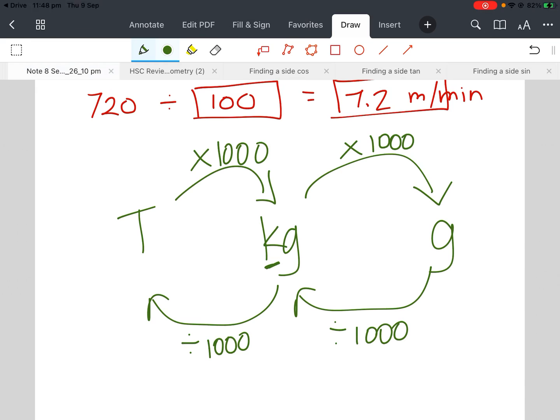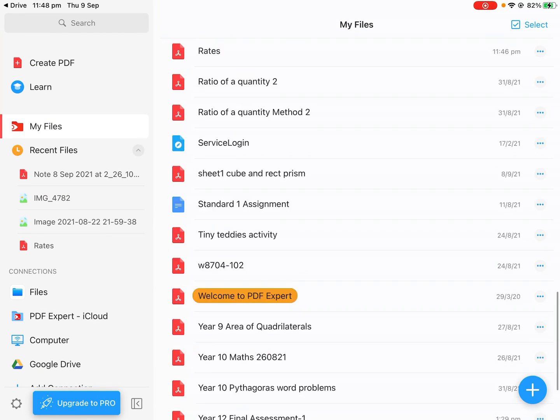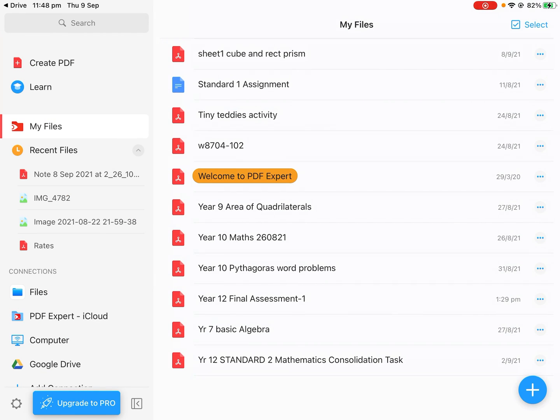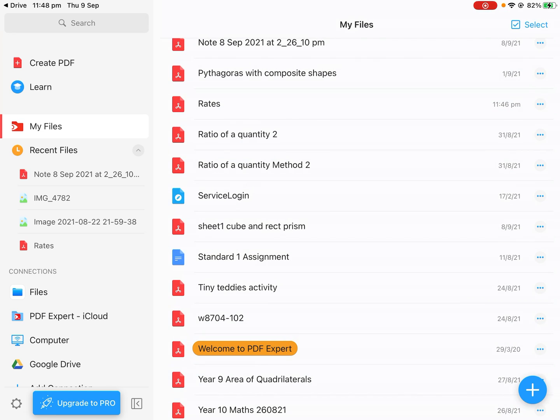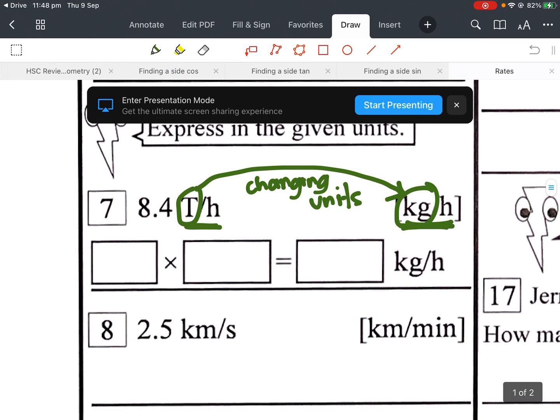So good luck, miss. I've got to go and find that sheet again now. Let's see if it's down the bottom. No, it should be called rates. There it is there. Go away.